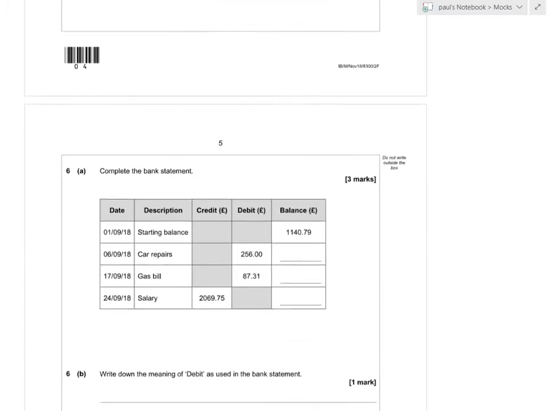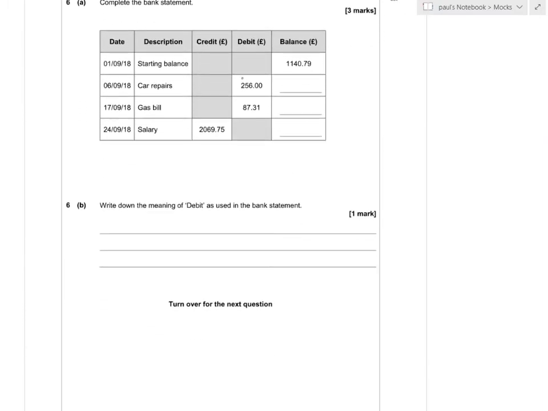Complete the bank statement. Alright, so start off with £1,140.79, and then we're going to spend that. So, going to take away 256. So 1140.79 take away 256, and that is 884.79.